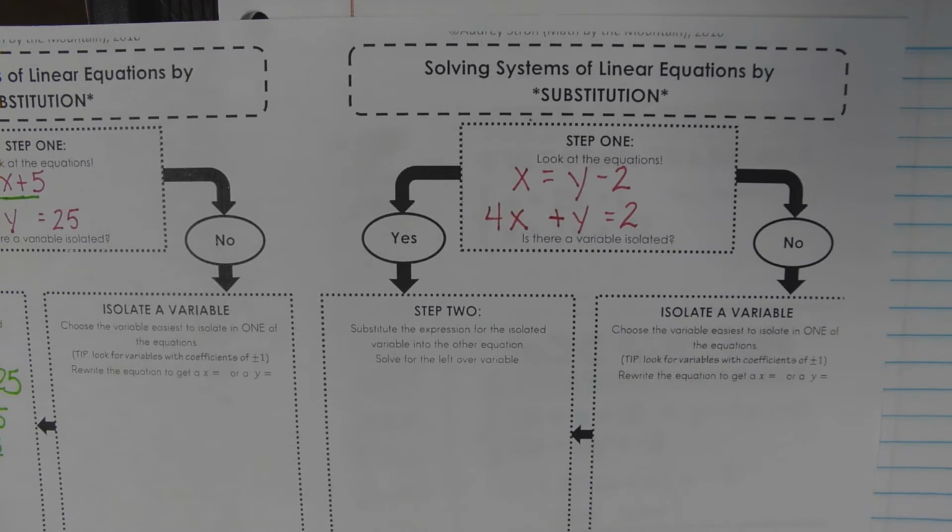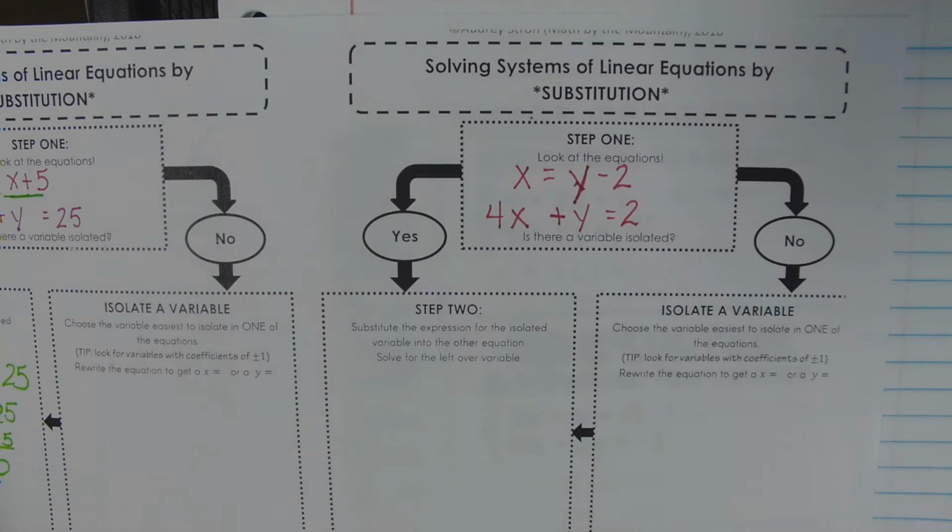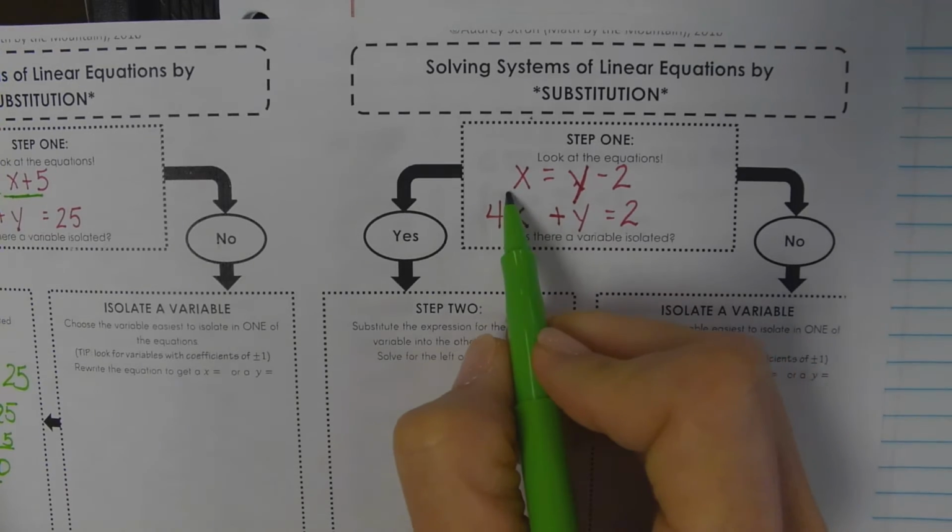Solving systems of linear equations by substitution. All right, let's ask ourselves the first question at the very top. Is there a variable isolated? Again, what are my variables? X and Y. Is there a variable isolated? Yes. Which one? The top one, and it's variable X.